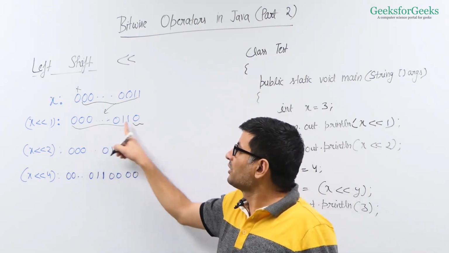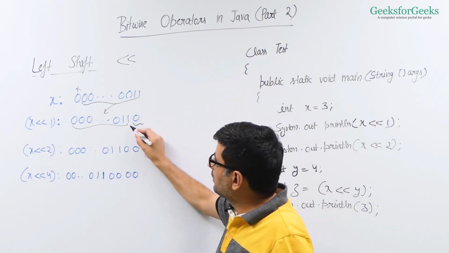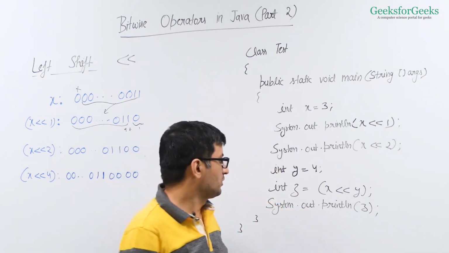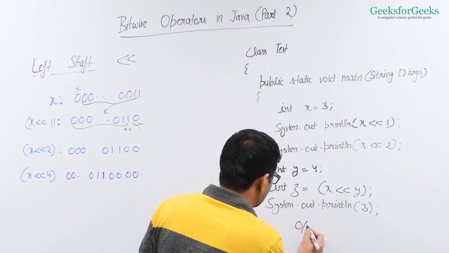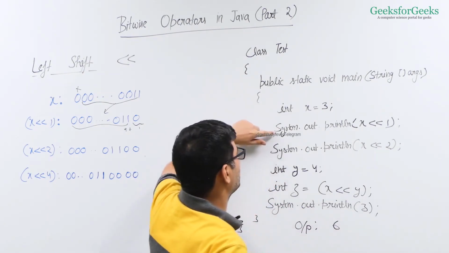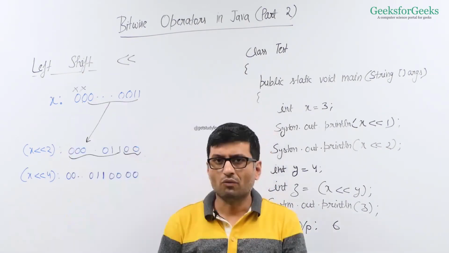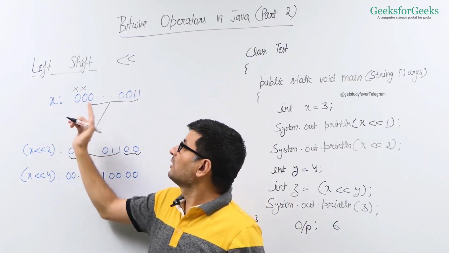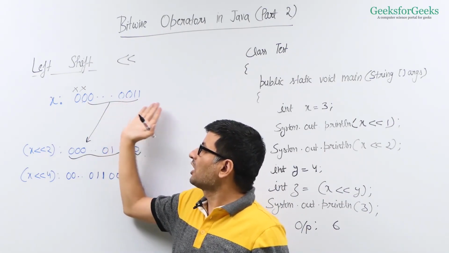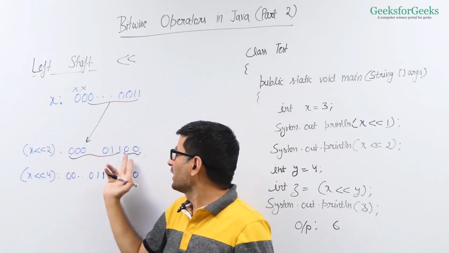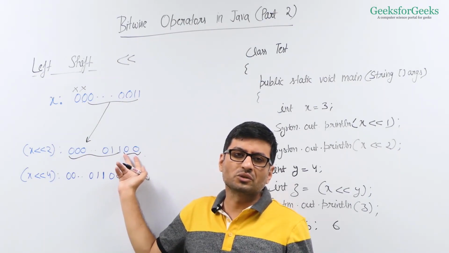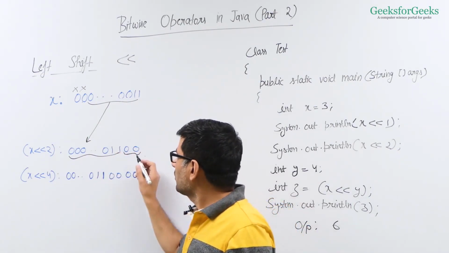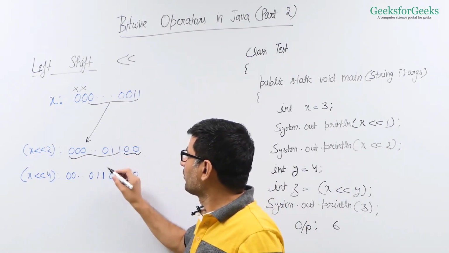So what is the value of this? 1, 2, 4. 2 and 4, 6. So the first output that we are going to get here is 6, for x left shift 1. When you left shift by 2, these 2 leading bits are ignored. The remaining 30 bits are moved toward the left side and 2 new trailing zeros are added. So that's your new number. What is the value of this number? 1, 2, 4, 8. 4 and 8, 12.